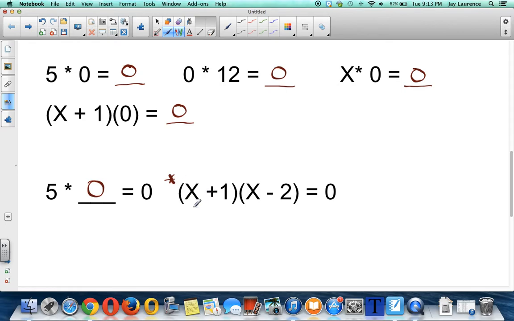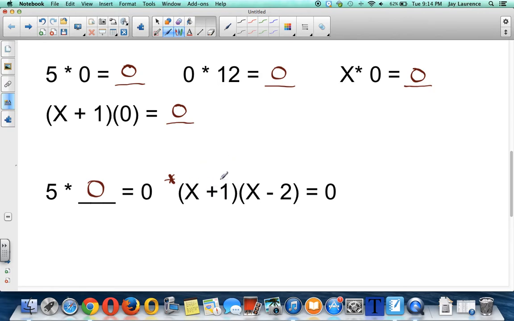Okay, I've got this quantity, x plus 1, and this quantity, x minus 2. They're being multiplied together, and I've got to get 0 for an answer. Now, some of you might think, hey, I'm going to double distribute. Well, actually, I'm not going to. Remember a couple minutes ago I said that whenever you multiply any number times 0, you get 0 for an answer. Well, here I have 2 numbers being multiplied, and I'm getting 0 for an answer. So one of these must somehow be 0.